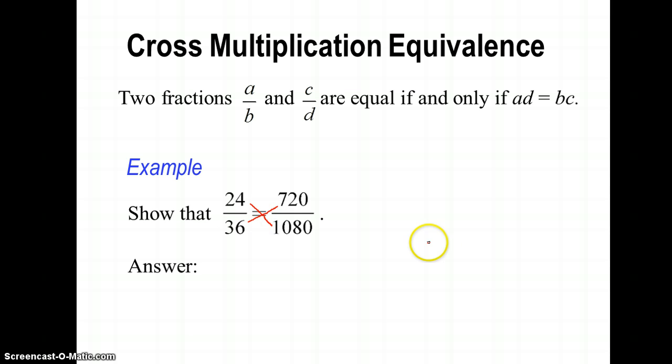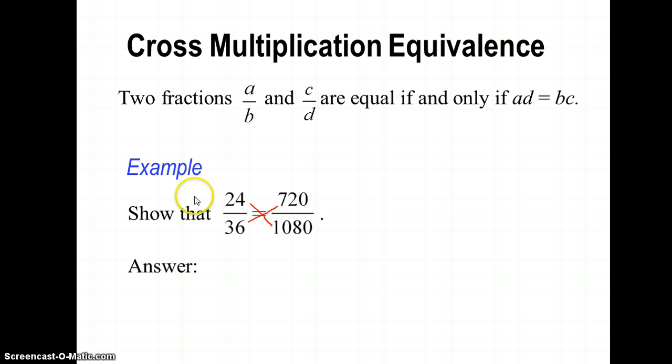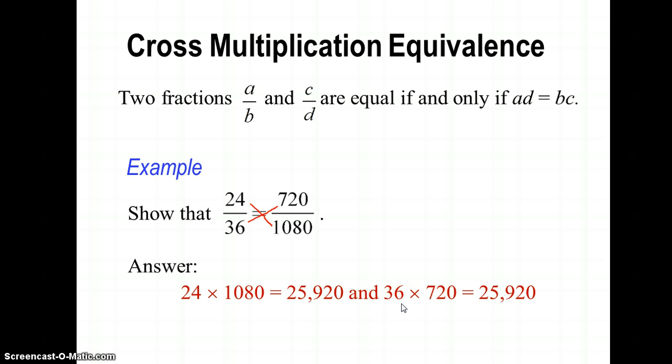And that shows that you can get the product of those two numbers. If they're equal, then you know that the fractions are equal. So 24 times 1080 is 25,920. 36 times 720 is 25,920. So that means that this original fraction is equivalent to this fraction. We can maybe look more about that later to see why that works. But that's a typical thing that people use.